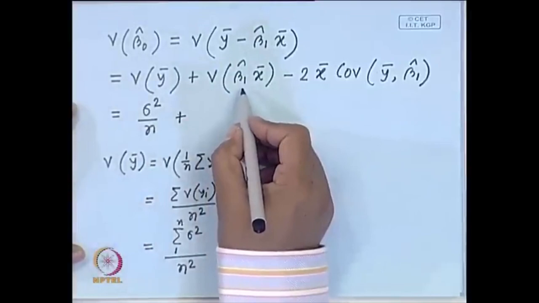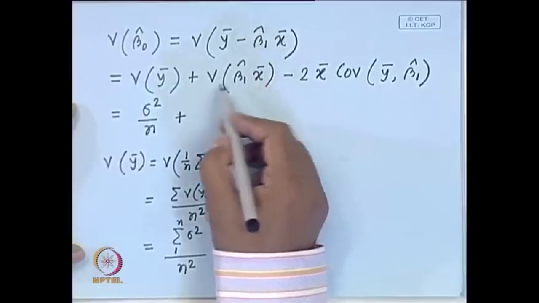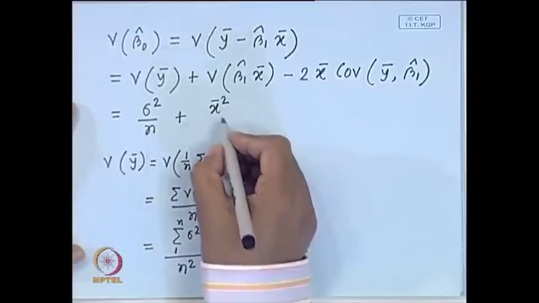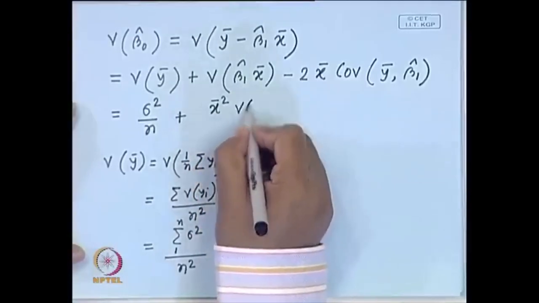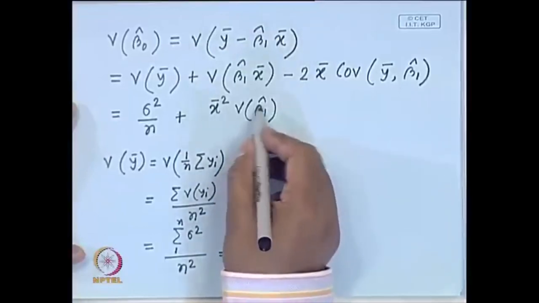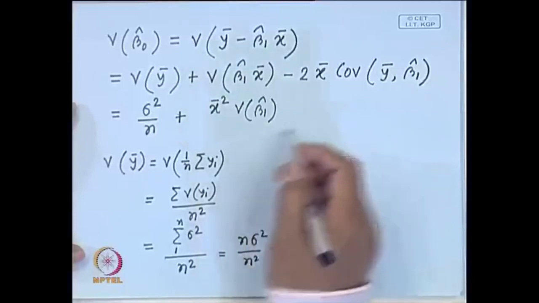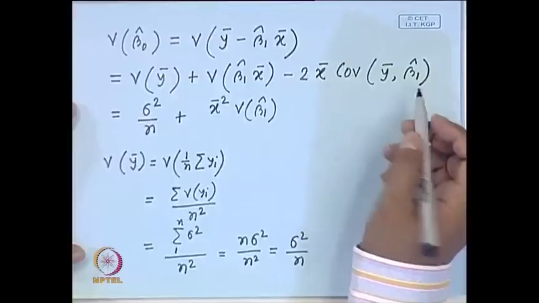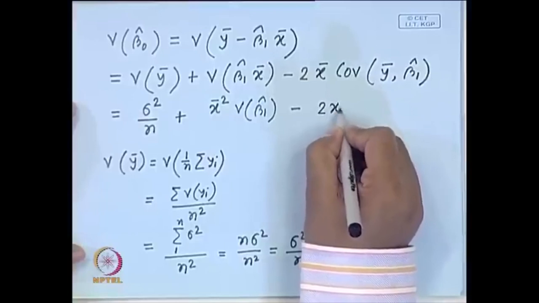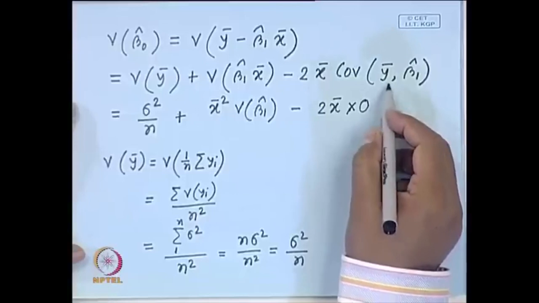We know the variance of beta 1 hat. And x bar is a constant quantity. So, the variance of this quantity is x bar square into variance of beta 1 hat, which is equal to sigma square by S_xx, just we proved. Now, what about this covariance? This covariance is going to be 0. So, this is 2 x bar into 0. But we need to prove this one. Okay.